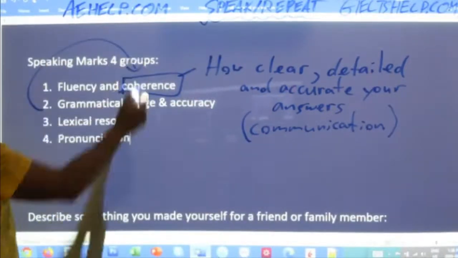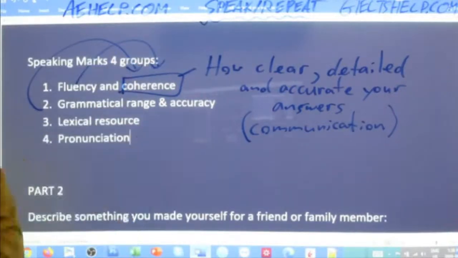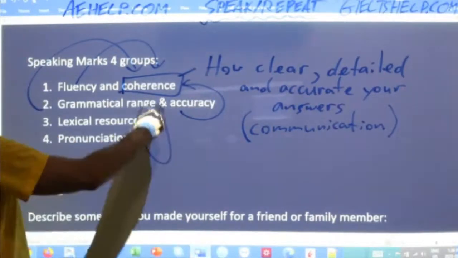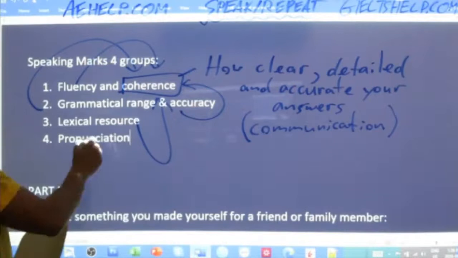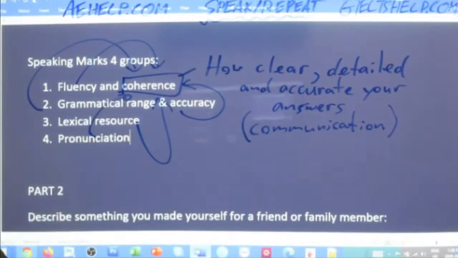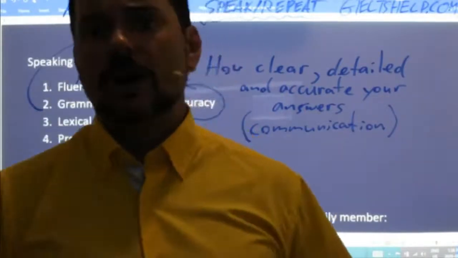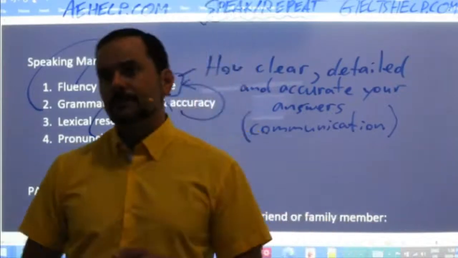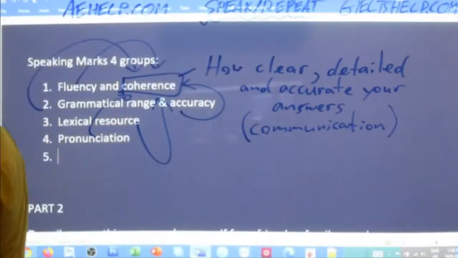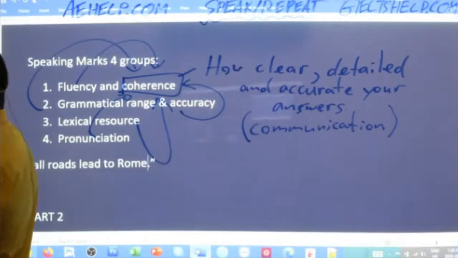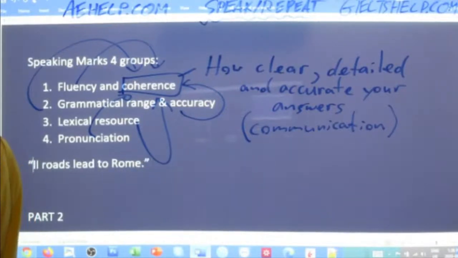Grammatical range feeds into coherence. Fluency feeds into coherence. Grammatical accuracy feeds into coherence. Lexical resource feeds into coherence. Pronunciation feeds into coherence. So there's an idiom in English, and I think in several other languages as well, all roads lead to Rome. Has everybody heard that before? All roads lead to Rome. Okay. This basically means that no matter what you do, at the end of the day, you're being assessed on your communication.